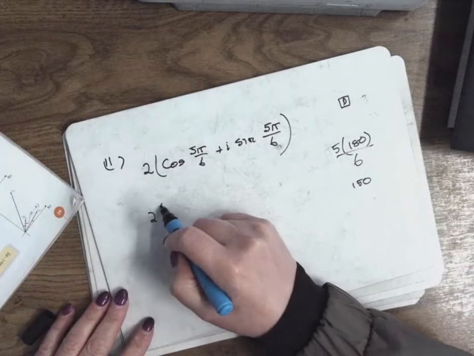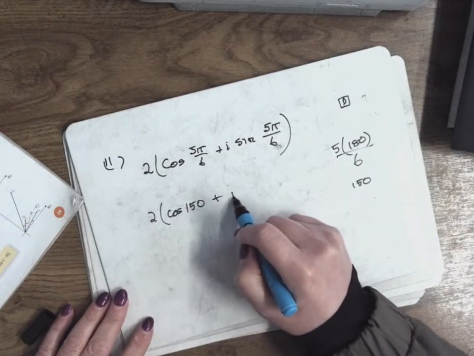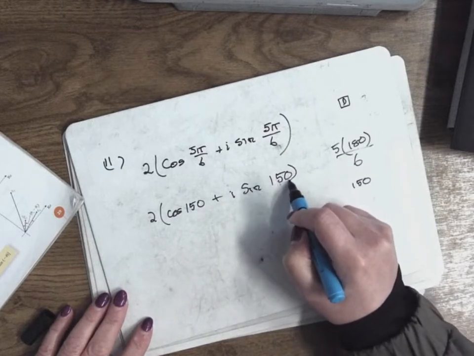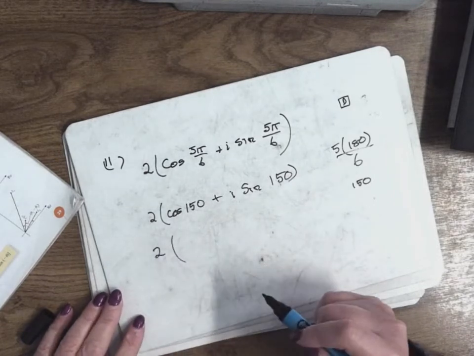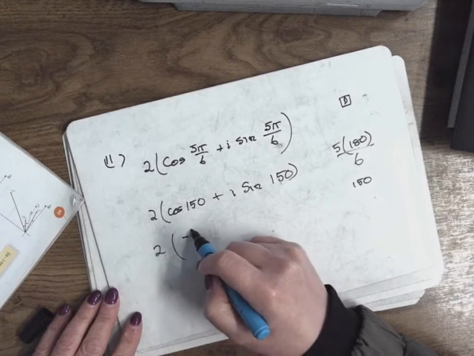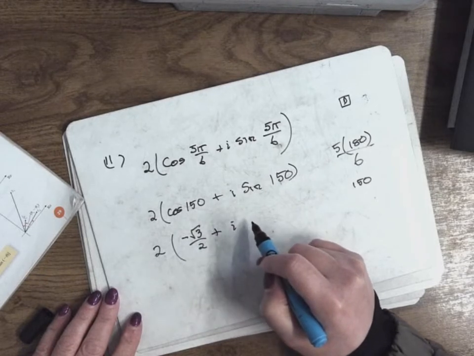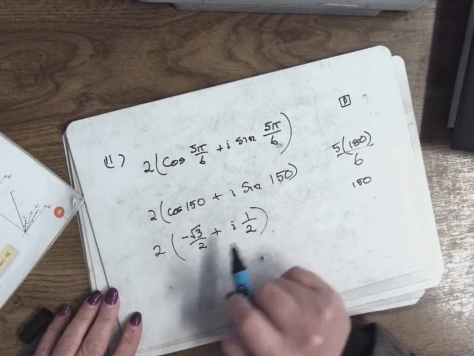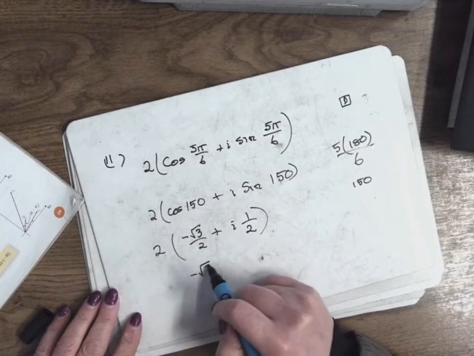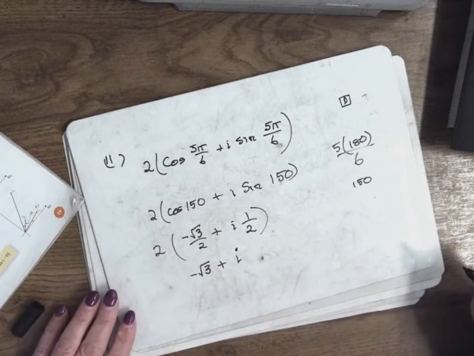So that would be 2 times cos 150 plus i sine 150. So into the calculator with that, get cos of 150. Cos 150 is minus root 3 over 2. And sine of 150 is a half. Then multiply into the brackets by 2, so 2 times root 3 over 2 is just minus root 3, the 2s cancel, and 2 times a half is 1, so that's i. That's your answer. Is that okay?